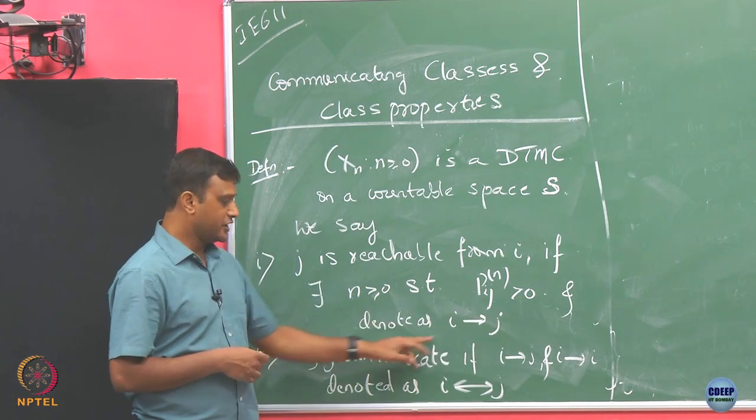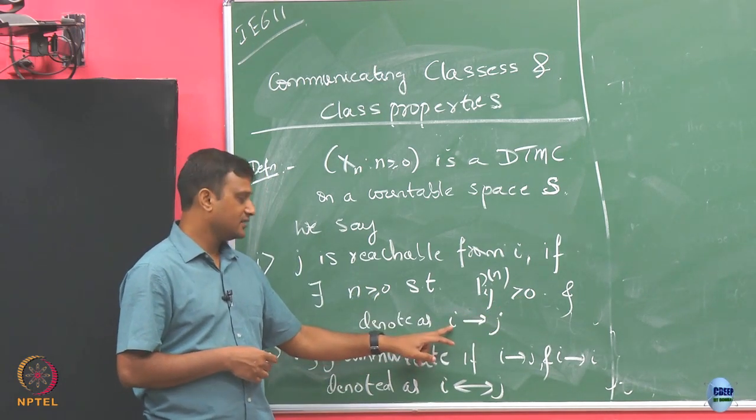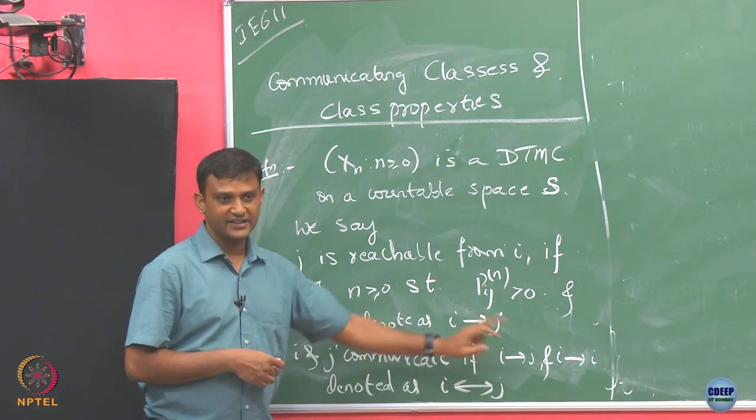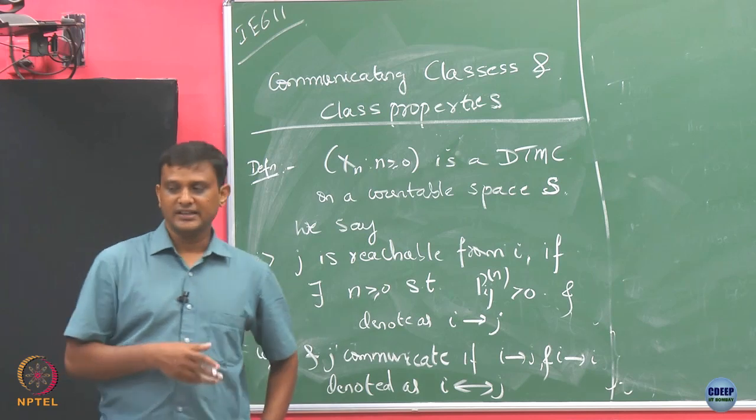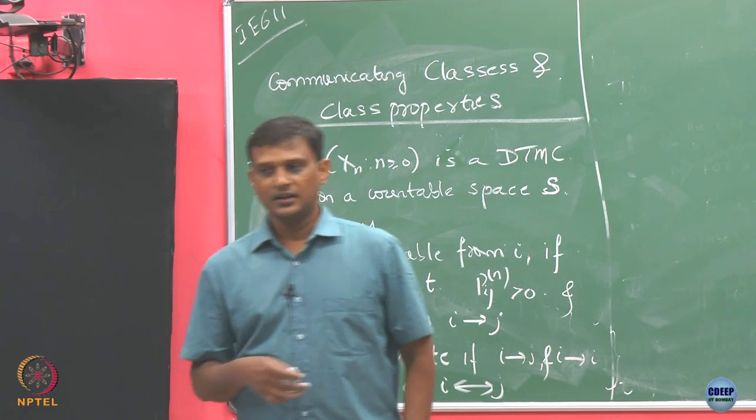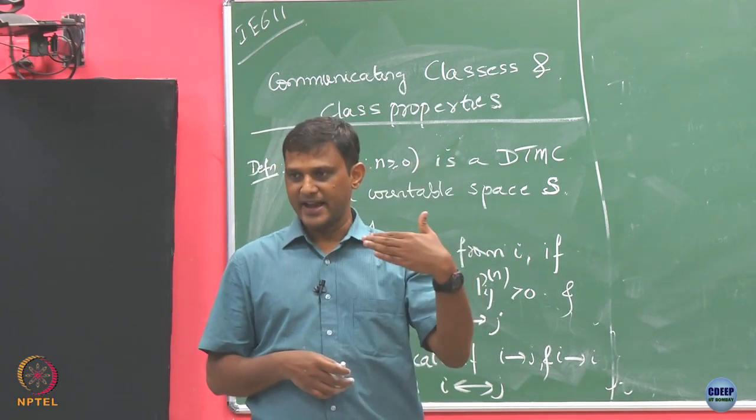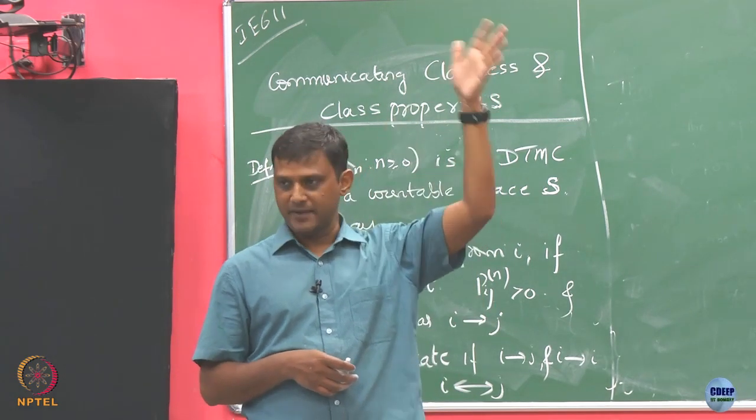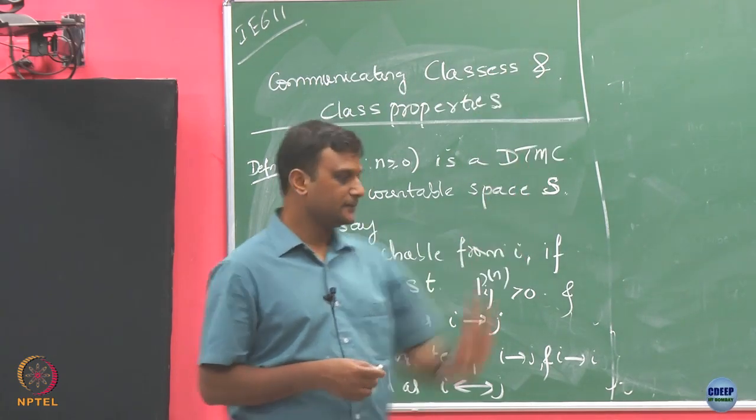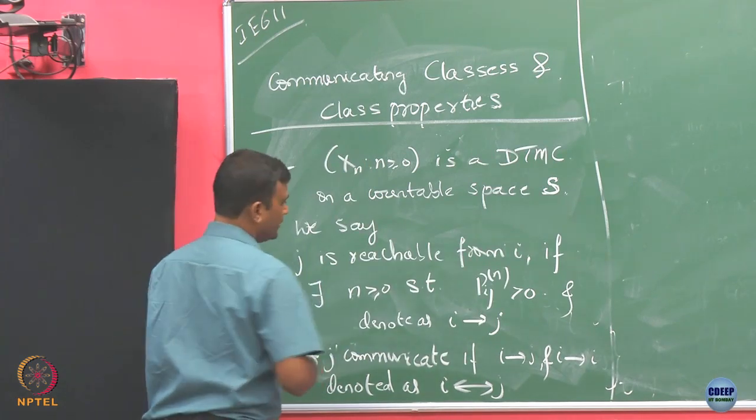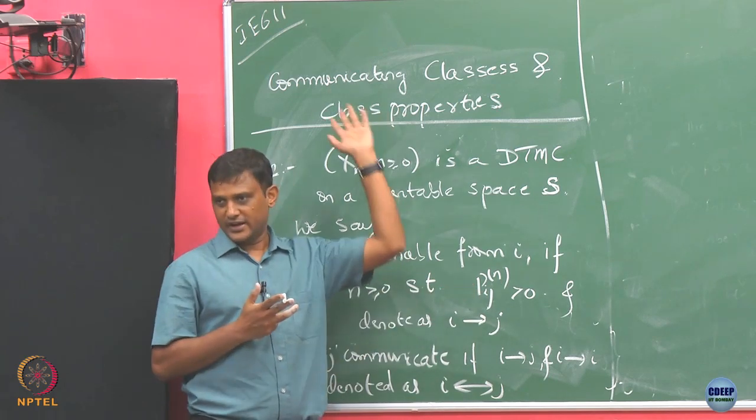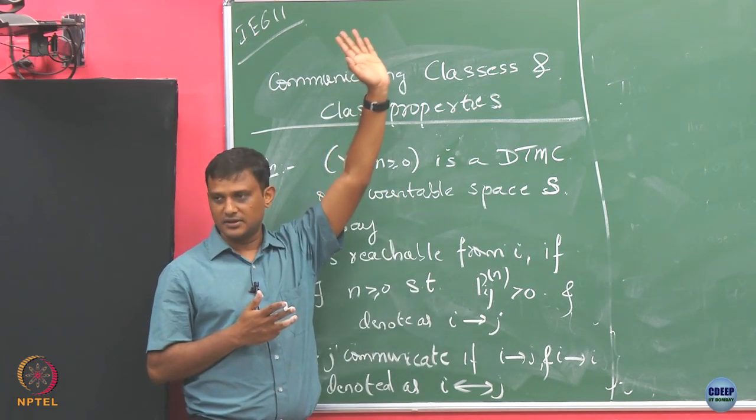And in that case, I am going to denote that I goes to j, that is, from I I can reach state j. All I need to reach j from I is that at some point, at some time, I should be able to reach it with some positive probability. Right now this n could be very large, but that is fine.